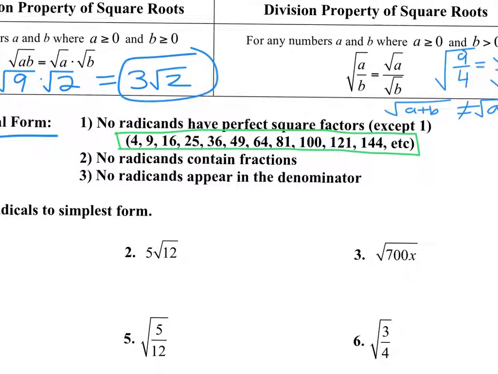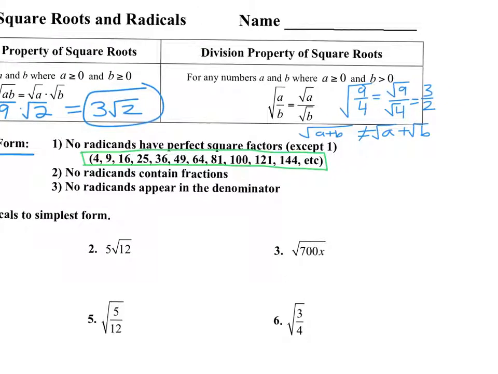What makes them so special is that if you were to take the square root of them, like the square root of 4 is 2, square root of 9 is 3, square root of 16 is 4, okay? So that's what makes them perfect squares. All right, so we can't have any perfect squares left inside of our radical. No factors of perfect squares.